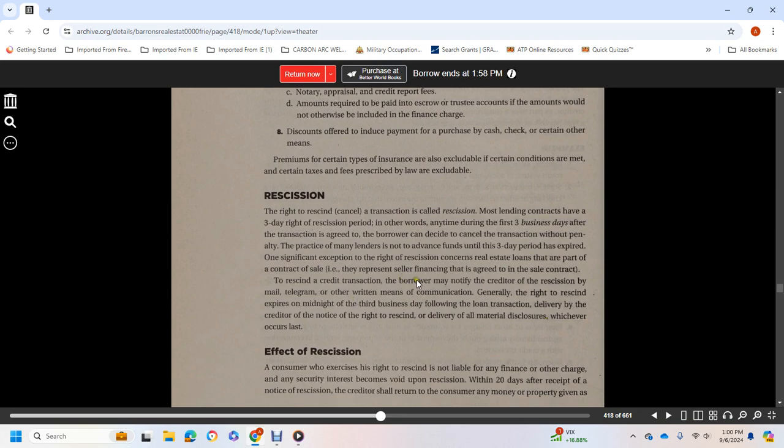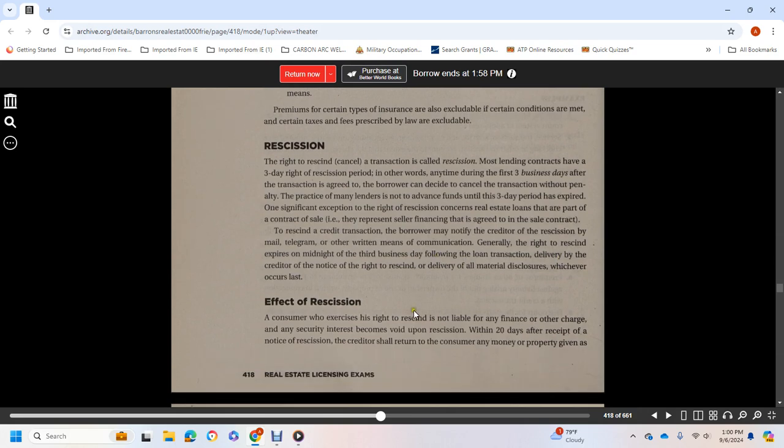To rescind a credit transaction, the borrower may notify the creditor of the rescission by mail, telegram, or other written means of communication. Generally, the right to rescind expires at midnight on the 3rd business day following the consummation of the loan transaction, delivery of the notice of the right to rescind, or delivery of all material disclosures, whichever occurs last. Effect of rescission. A consumer who exercises the right to rescind is not liable for finance or other charges, and the security interest becomes void upon rescission.